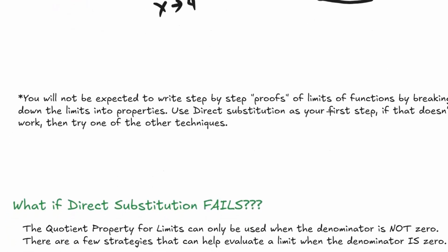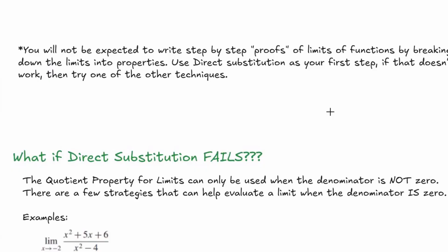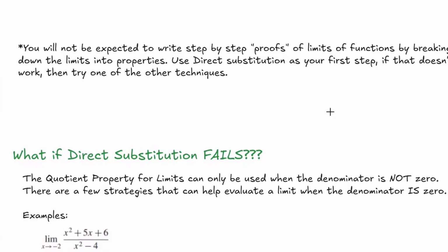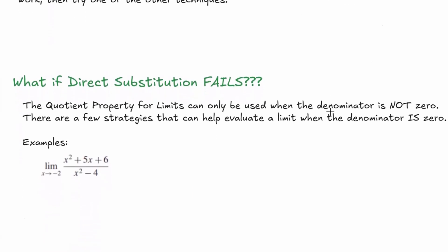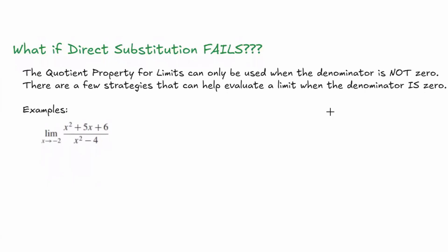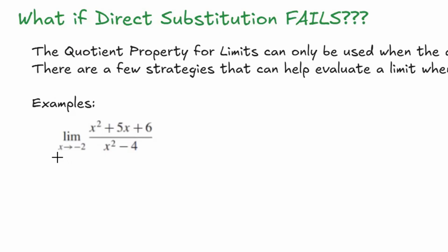And one of the situations is when direct substitution fails. Remember, the quotient property for limits can only be used when the denominator is not 0. So there's a couple strategies we have at our disposal when the limit of the denominator is 0. So for example, in this case, as x approaches -2, the denominator would be 0. One of the strategies we have is creating an equivalent function that is the same as the original function at all points except that one limiting value. And how we do this with polynomials and rational functions is we could factor it.